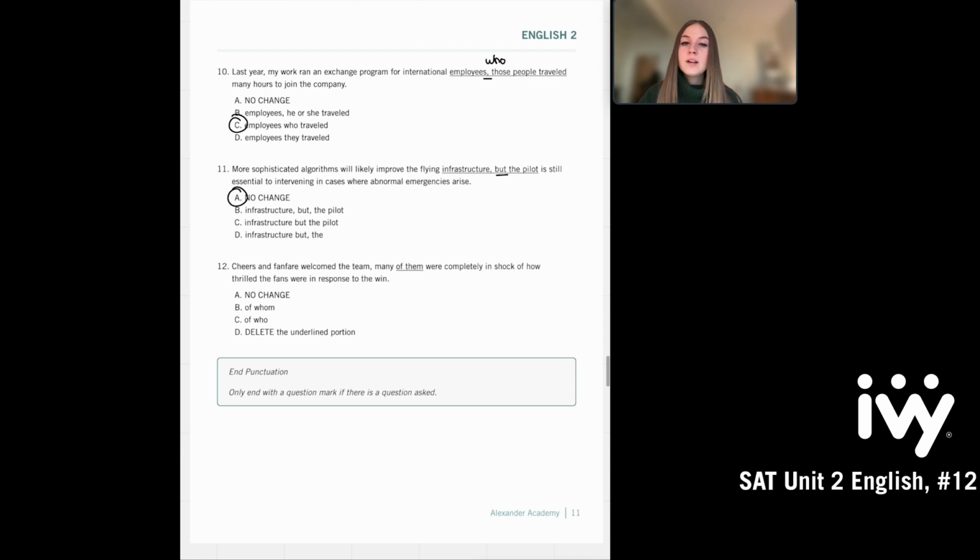And number 12. Cheers and fanfare welcomed the team. Many of them were completely in shock of how thrilled the fans were in response to the win. Because we are following up with the word them, we need to change that to either who or whom. We know it should be whom because whom is an object, while who is a subject. We'll cover that in the next class, but for now, the answer choice here is B.